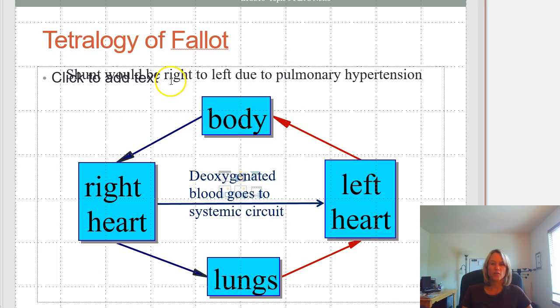And then finally, with tetralogy, we now have a right to left shunt because we have pulmonary hypertension. So deoxygenated blood from the right heart, when it pumps, some of that blood goes to the lungs and some of that goes to the left heart. The left heart pumps a mixed oxygenated and deoxygenated blood to the body.